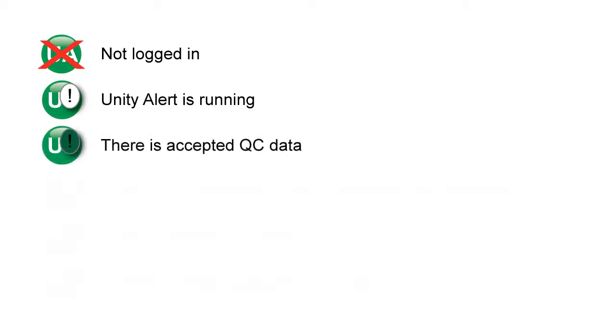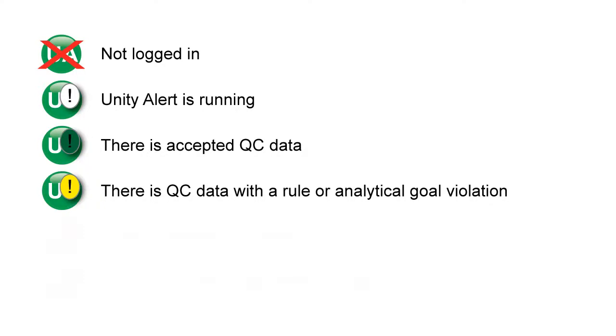An icon in the taskbar with a red X indicates that you are not logged in to Unity Alert. A white exclamation indicates that Unity Alert is running and monitoring QC. A green exclamation indicates that there is analyzed QC that's accepted. A yellow exclamation means that there is QC data with a rule or analytical goal violation.